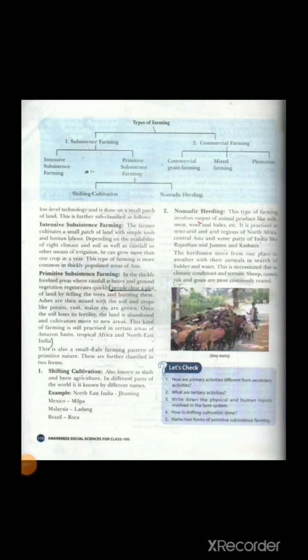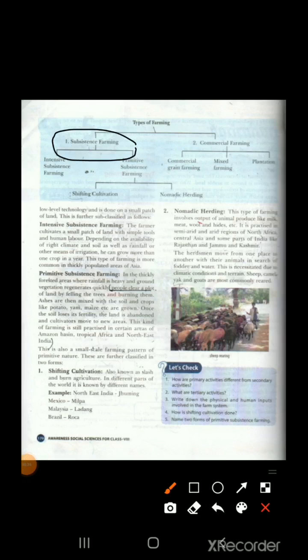Friends, in this video, we will study about different types of farming. As we all know, farming is practiced in various ways across the world. Depending on the size of land holdings, the type of technology and labor used, the amount of produce, and the geographical conditions like climate, topography, soil, etc., agriculture is broadly divided into two categories. First one is subsistence farming and the second one is commercial farming.